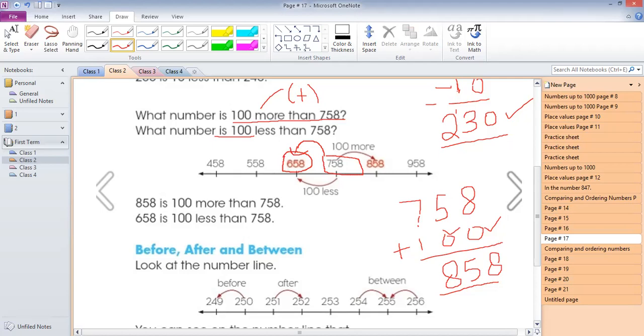So that is 658. Or another way, as I told you, less than refers to subtraction. So you can find out the answer by doing subtraction. 8 minus 0, 8. 5 minus 0, 5. And 7 minus 1 equals 6. This is 658. Is it clear, guys?